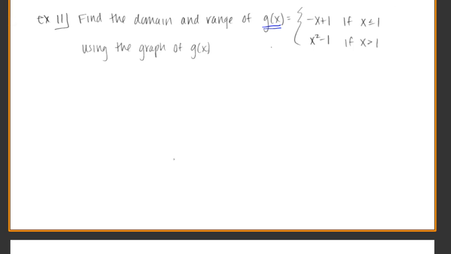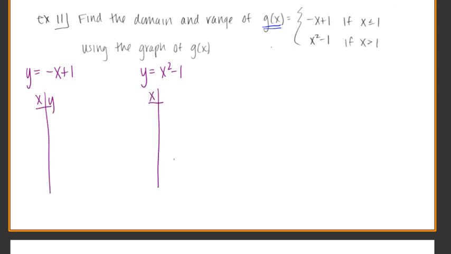Remember, g of x just stands for y, so we have two parts. We have y is equal to negative x plus 1, and the second part is y is equal to x squared minus 1. Okay, so two different t-charts here. And we're going to go to that right part to tell us what to plug into our t-chart. We can't just pick any x value. We have got to follow these two parts right here.